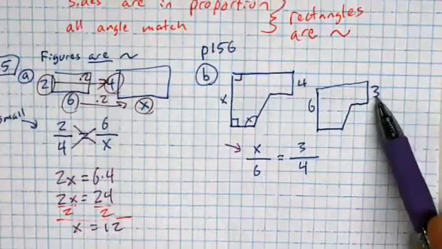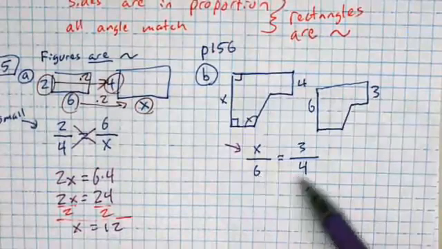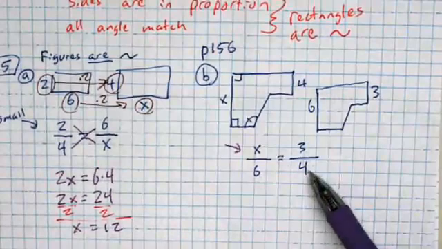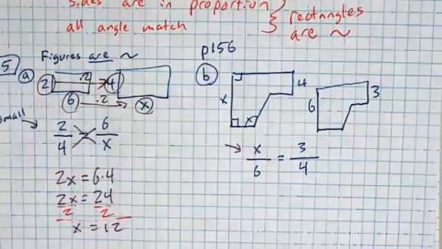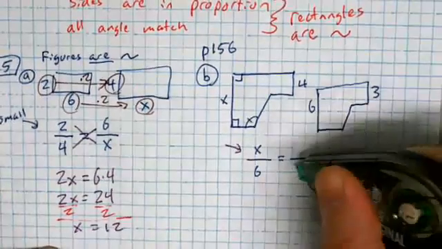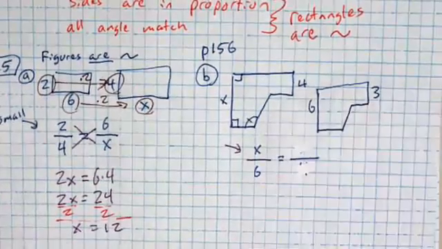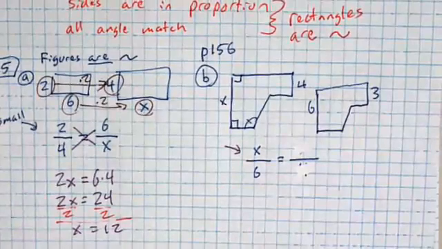I messed up. I went bigger, smaller here, but then I went smaller, bigger here. This is not going to work. If I solve this, I'm going to get a wrong answer. So you decide whether I did that on purpose or not. But it's really good to check your answers. So let me be consistent.